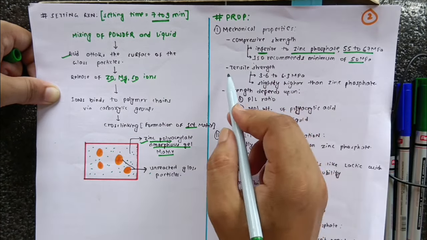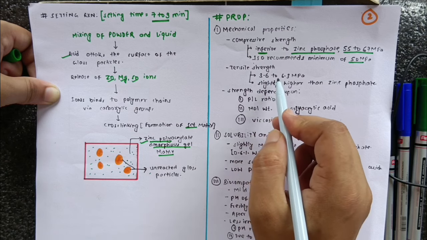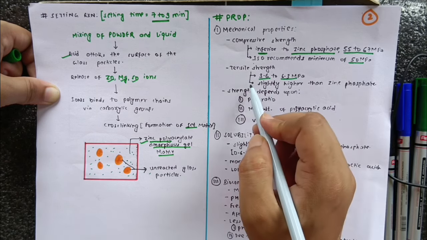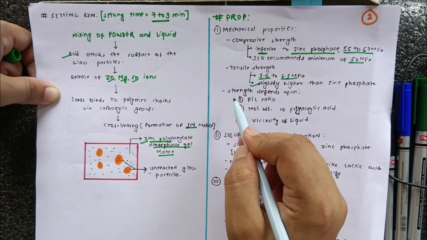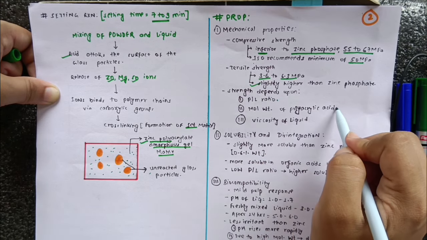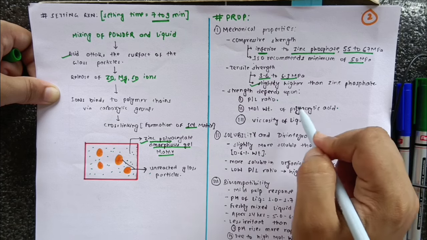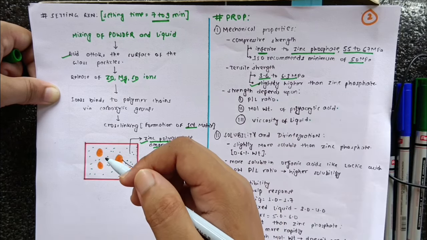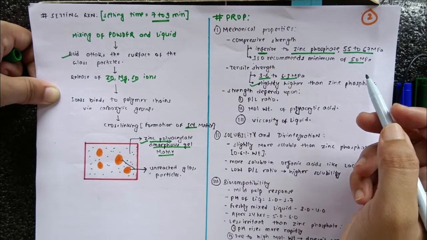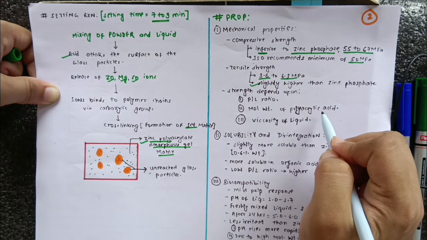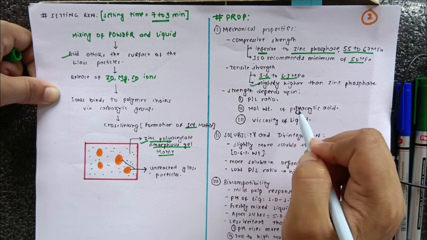After that, tensile strength is 3.6 to 6.3 MPa, and it is slightly higher than zinc phosphate. Strength depends upon the powder to liquid ratio, the molecular weight of the polyacrylic acid, and the viscosity of the liquid. These are the three factors on which the strength of zinc polycarboxylate depends: powder to liquid ratio, molecular weight of polyacrylic acid, and viscosity of the liquid.